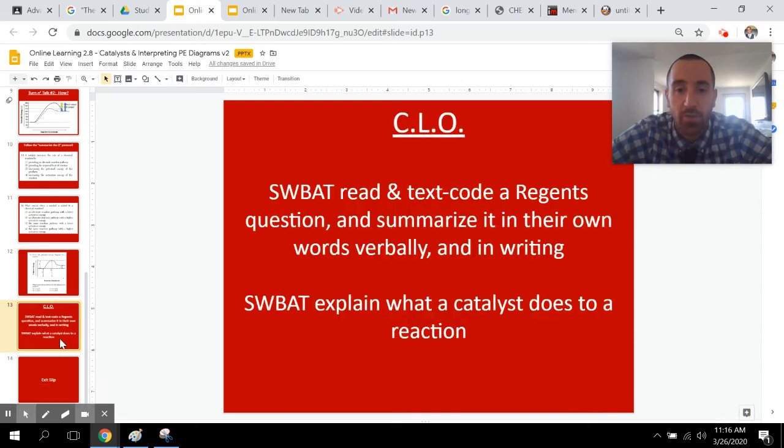Our objective was to read in text code a Regents question and summarize it in your own words, verbally and in writing. I think we did that. And now I hope you can explain what a catalyst does: it is going to reduce the activation energy, as well as provide an alternate pathway for a reaction to occur.